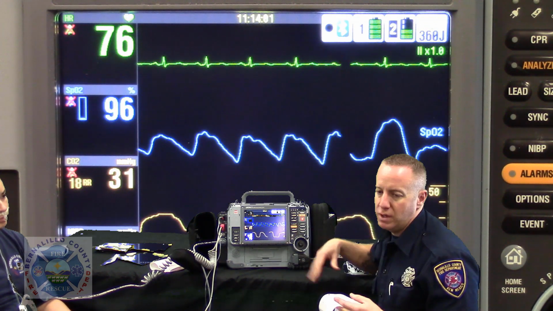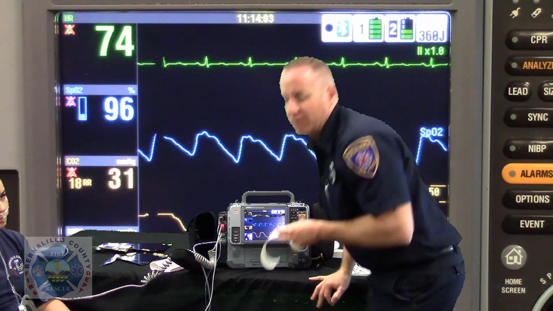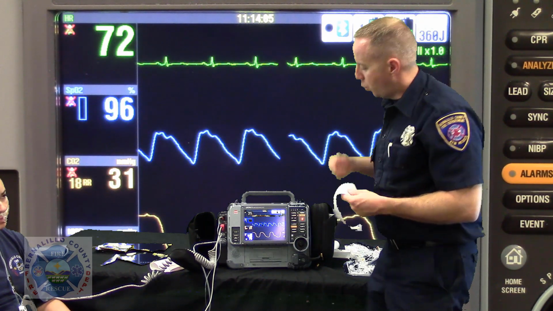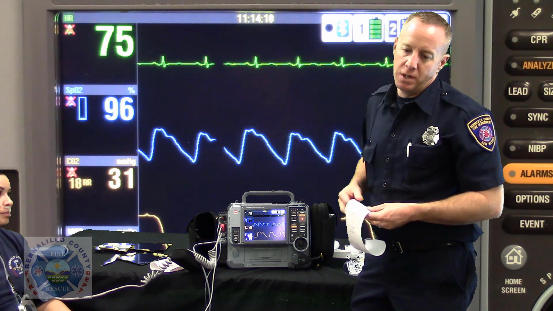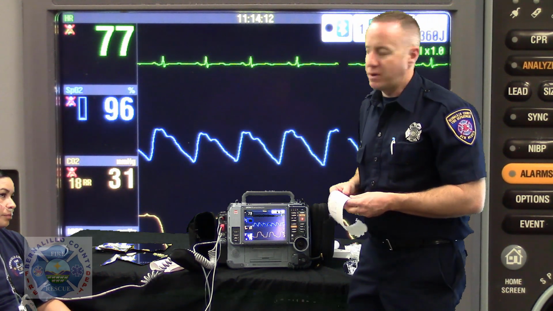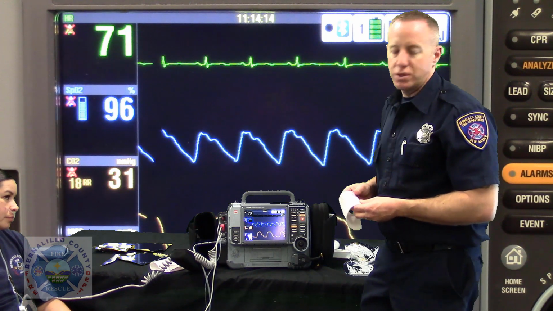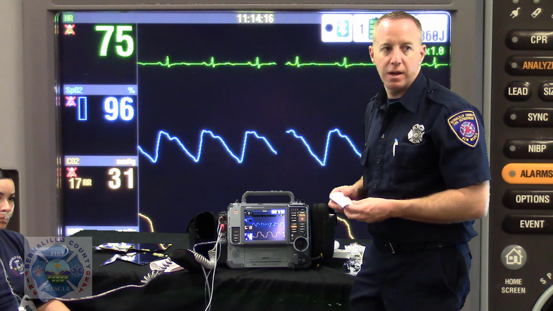So you can really make this monitor work incredibly efficiently for your patient interactions once you get used to pushing the buttons and using all of the features together as a crew, and practice makes perfect. So make sure you guys are working on it together, guys and gals.